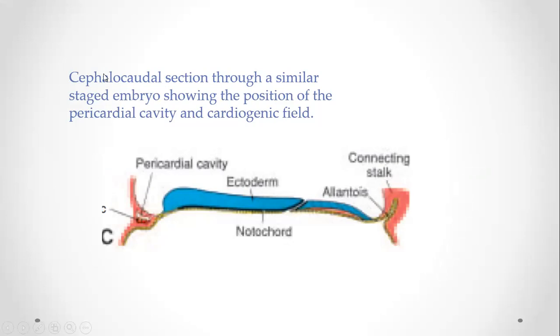Okay, so this is the cephalocaudal section through a similar stage embryo showing the position of the pericardial cavity as well as the cardiogenic field. So this is the cardiogenic field and the pericardial cavity, and it is above the mouth, on the top of the embryo. Head is here, the brain is developing here, mouth is here, and the pericardial cavity is above that.